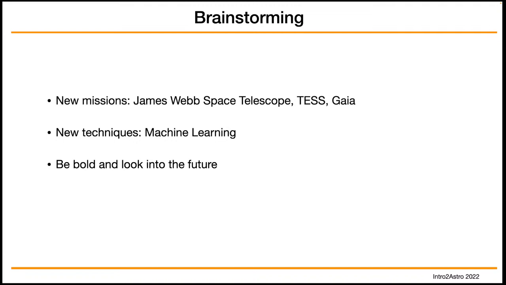To make things concrete, you can think about what are the upcoming missions. For example, how does James Webb Space Telescope or the TESS mission or the Gaia mission improve the status of the field? How does improved precision or the much larger sample size change the landscape? And you should also think about new techniques, such as machine learning. Can you apply some of these techniques, which are being widely used in the industry, to the scientific problem you have at hand? So in general, you should try to be bold and you should definitely look into the future when writing your proposal.